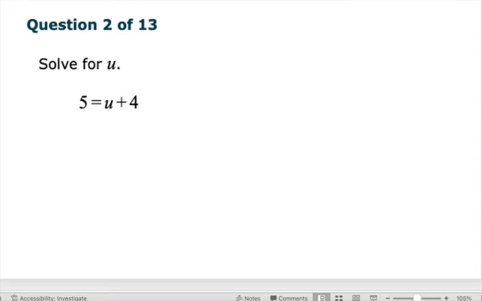Number 2, we have 5 equals u plus 4. We want to get our variable by itself, so we want to get the u by itself. We end up with a 1 equals u, and then this cancels out. Now let's go back and check it. 5 equals, we're going to replace the u with a 1 plus 4, and you can see that it works.